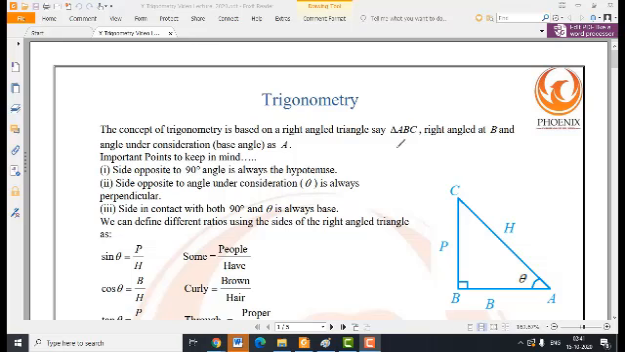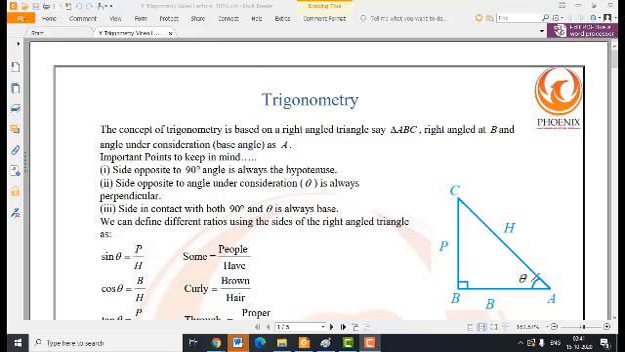Now we know that the side opposite to 90 degrees for every right angle triangle is always the hypotenuse, and the side opposite to angle theta under consideration. My base angle over here is A, which I have taken as theta. This angle has a side opposite to it marked as BC, which we will consider as the perpendicular of the triangle, and the side which is in contact with both 90 degrees and theta is considered to be the base of the triangle.